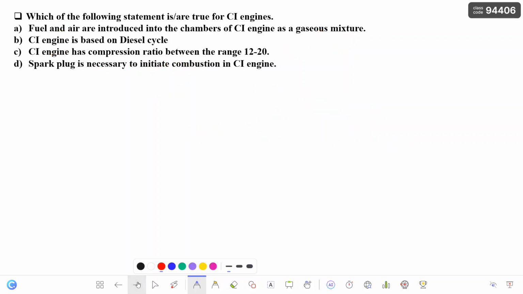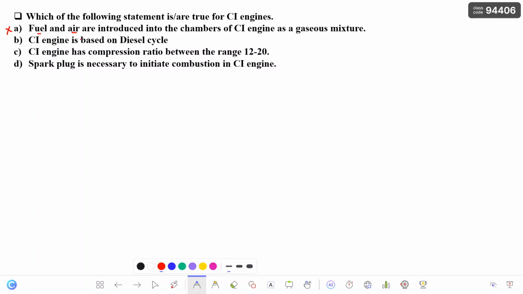We'll go to the next question. Which of the following statements is or are true for the CI engine? We'll read statements one by one, so read carefully. The fuel and the air are introduced into the chamber of a CI engine as a gaseous mixture. Is this true? No, sir. False, correct. So it is not correct.